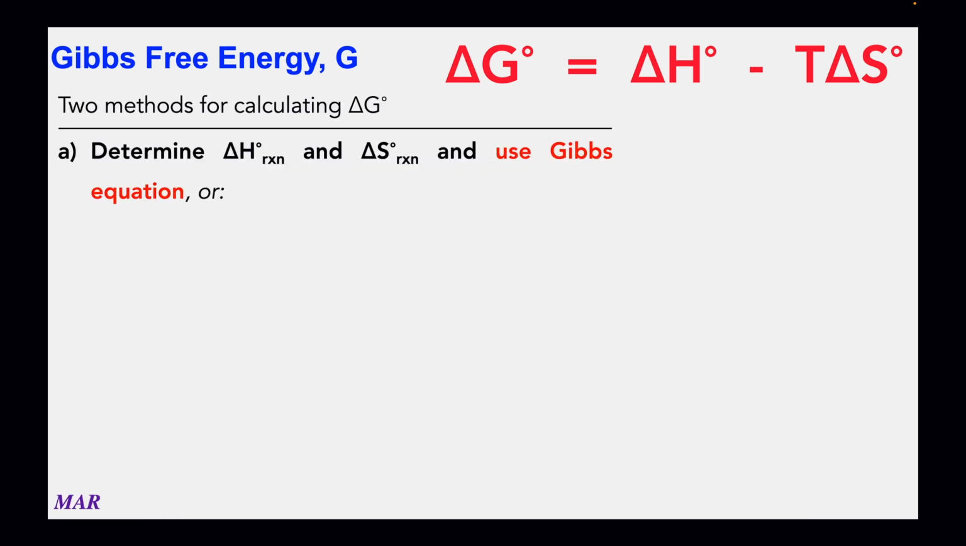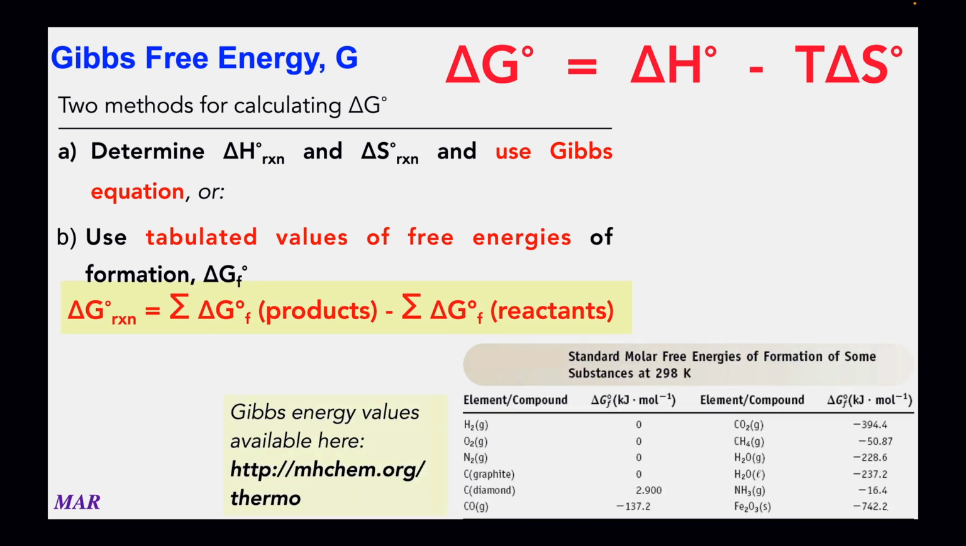There are two methods for calculating delta G. The classic method, the one that's probably best and used the most, is you find delta H and delta S separately, and then you use the Gibbs equation. However, if you do have all of the delta G values, you can do something similar to what we did with enthalpy and entropy. So the delta G of a reaction is equal to the sum of the delta G of products minus delta G of reactants. This is the last column in the mhchem.org/thermo table that we haven't used yet. We've used enthalpy since Chem 222.